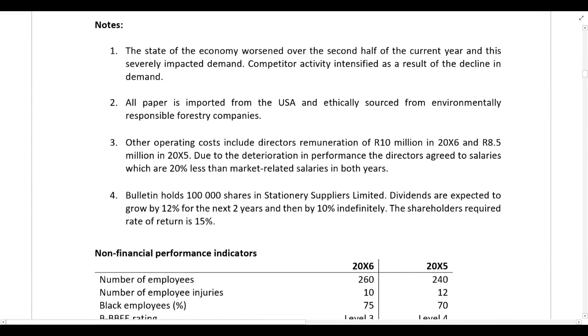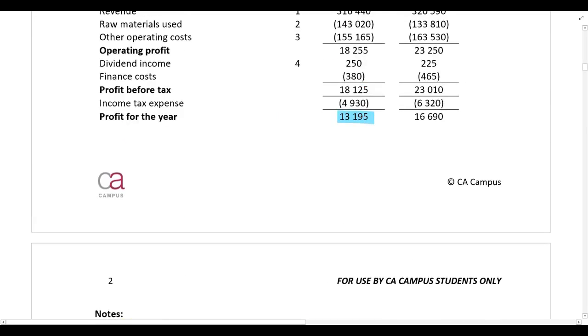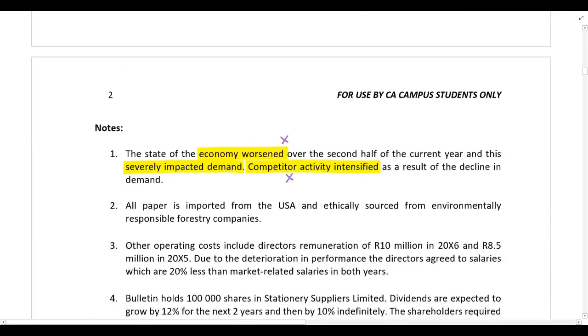The state of the economy worsened over the second half of the current year, and this severely impacted demand. Competitor activity intensified as a result of the decline in demand. So they are dealing with tough economic conditions, which is obviously a negative factor. And in addition to that, there's been an increase in competition, which is obviously also a negative factor. Then in note 2, we are given more information relating to raw materials used.